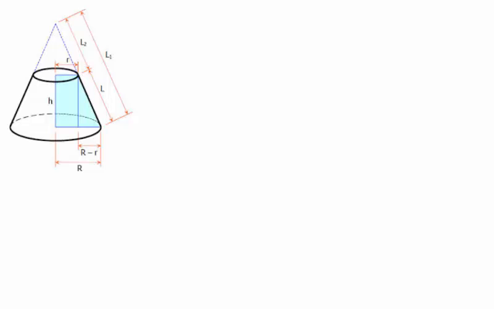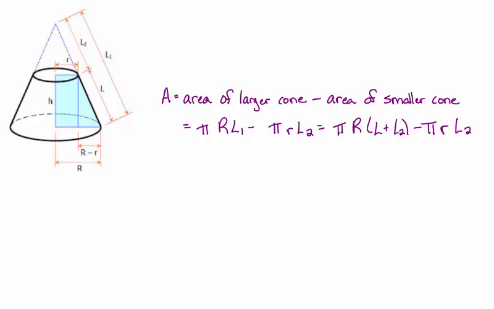More precisely, if the larger cone has a base with radius R and has height L1, and the smaller cone has a base with radius r and has height L2, then the area of the frustum is given by A equals the area of the larger cone minus the area of the smaller cone, which equals pi times R times L1 minus pi times r times L2, which equals pi times R of L plus L2 minus pi times r of L2, where L is the height of the frustum.